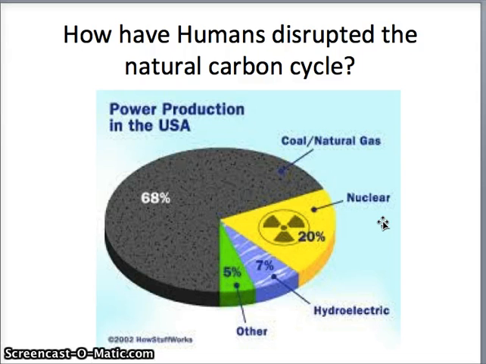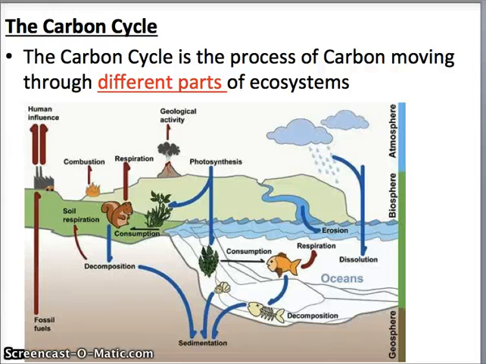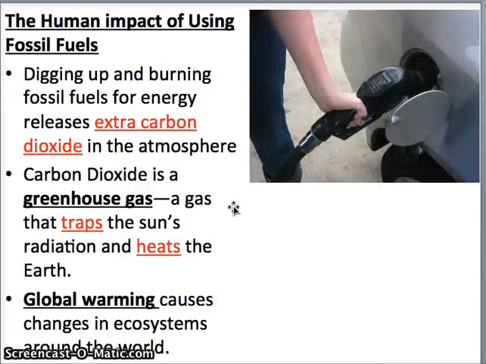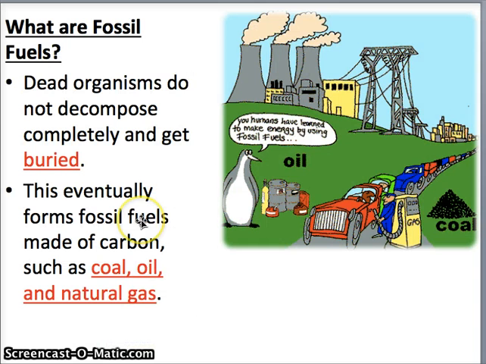So let's talk about how humans have disrupted or messed up the natural carbon cycle. Remember, the carbon cycle occurs without us doing anything. This process that I showed you in the beginning happens naturally. It's just part of the cycle of life. Now, when we have introduced different forces of energy, for example, when we burn coal or natural gas and release a lot of this kind of pollution into the atmosphere, we actually mess up the natural cycle that was already there.